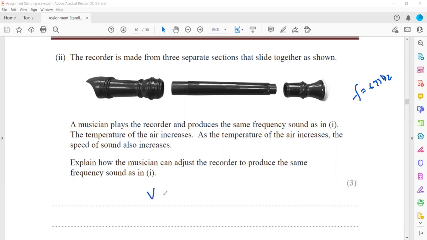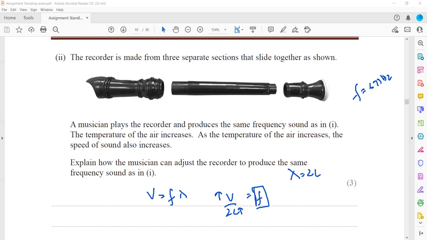Look, we have the formula v equals f lambda, and we worked out that the wavelength is equal to 2L when it is vibrating in one loop. So v divided by 2L equals f. As the temperature increases, the speed is increased. We want the same answer for frequency. We don't want the frequency to change. The 2 cannot be changed, so what we should do is increase the length of this recorder.